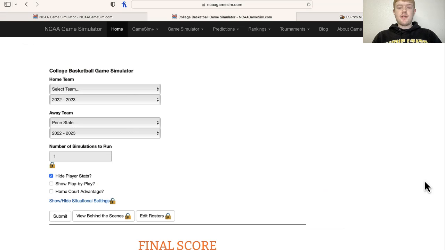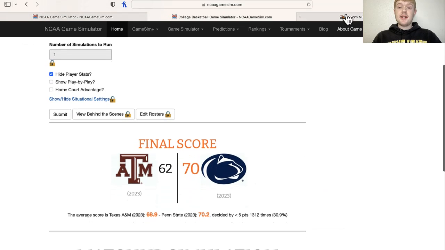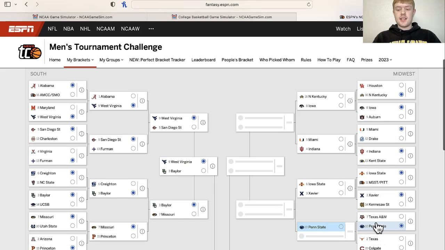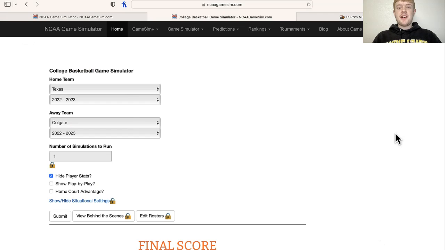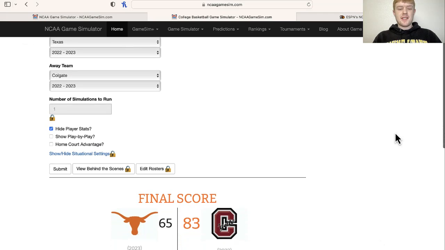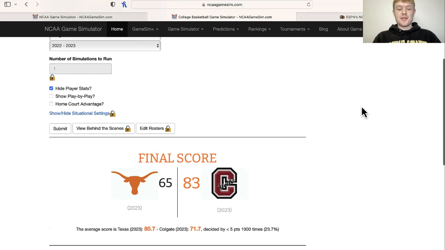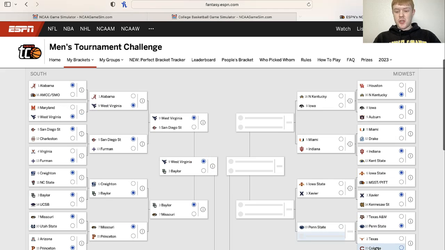So the next game we have up is Texas A&M versus Penn State, and Penn State's going to beat Texas A&M. 10 seed moves on. And in the final matchup of the first round of this Midwest region, Colgate's going to pull off the big upset over Texas. They obliterated them. Colgate moves on. So in both regions, 15 seeds move on to the second round.